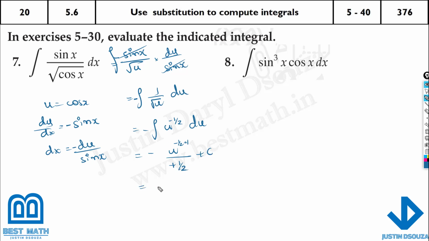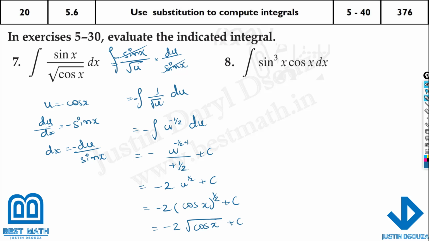Now let me rearrange this. 2 comes up. So it will be minus 2. Why? Because it's half, isn't it? It'll swap. 2 divided by 1. I'm not going to write 1 because divided by 1 will be the same number. And u to the power positive half or square root plus c. Now we'll substitute back whatever we assumed the value for u. U was assumed to be cosine x. Cosine x to the power half plus c. This is the answer. Or you might also write it by going a step further. It is square root of cosine x plus c.